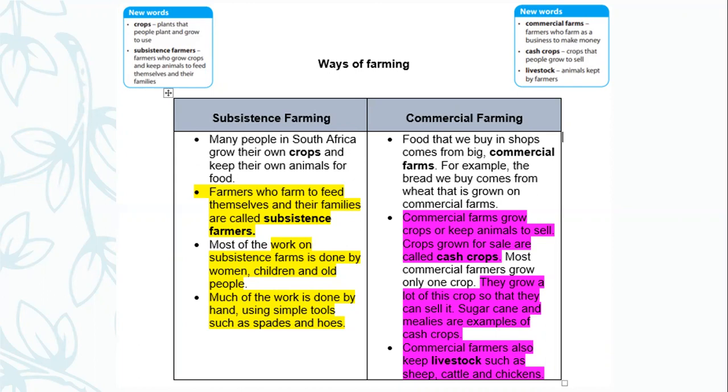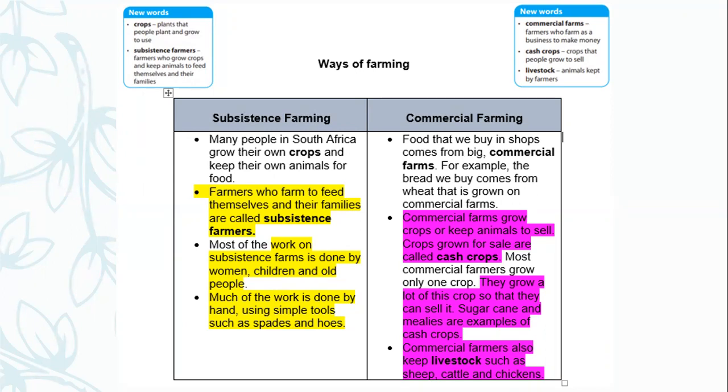So we normally go to the supermarket. So mommy and daddy go to the supermarket and they get their groceries from the supermarket. How does that food get to the supermarkets? Most of it comes from commercial farming. So for example, wheat makes bread. So therefore, the big farm will sell the wheat to the bakery, which will in turn sell to the supermarket. Commercial farms grow crops or keep animals to sell.